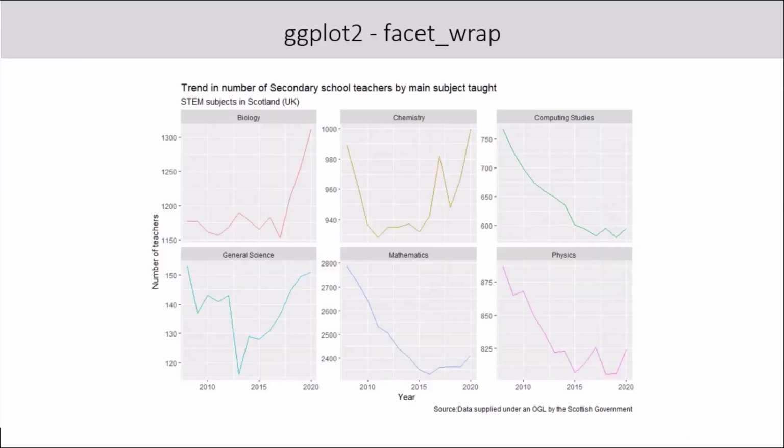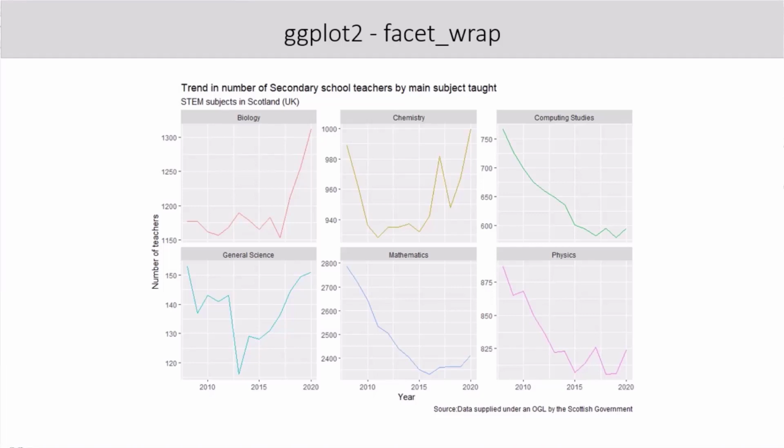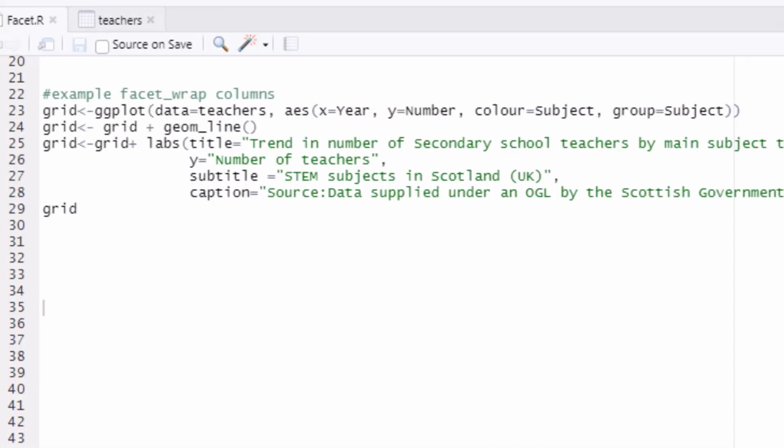I would like to split the line diagram such that each subject has its own mini line diagram using facet wrap. With facet wrap, plots are created and then these are wrapped like a ribbon across the screen. In the R script, I have copied the line diagram code, and into that, all I need to do is insert one more line of code to create the grids.